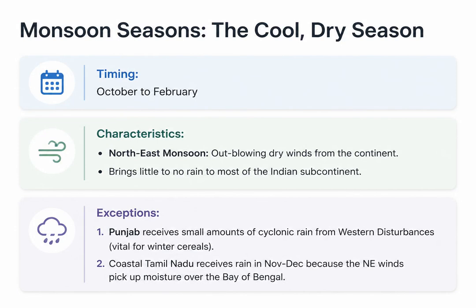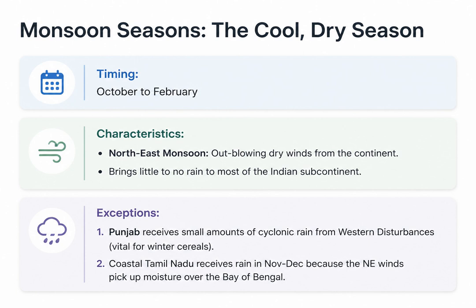Let's break down the monsoon seasons, starting with the cool, dry season from October to February. During this time, the northeast monsoon dominates. These are dry winds blowing out from the Asian continent, so they bring almost no rain to most of India. But there are 2 major exceptions.